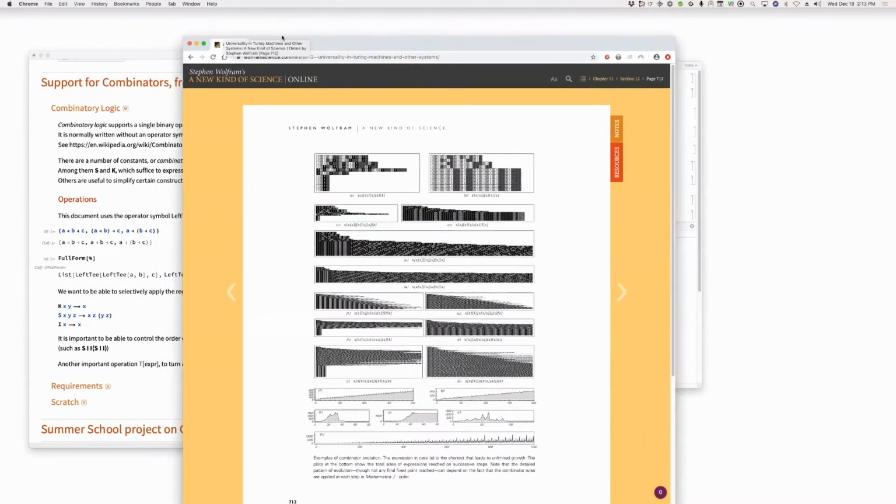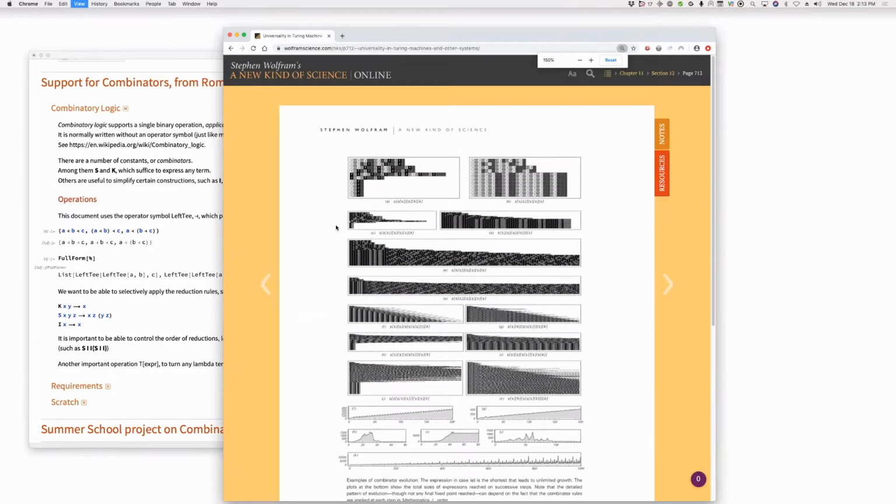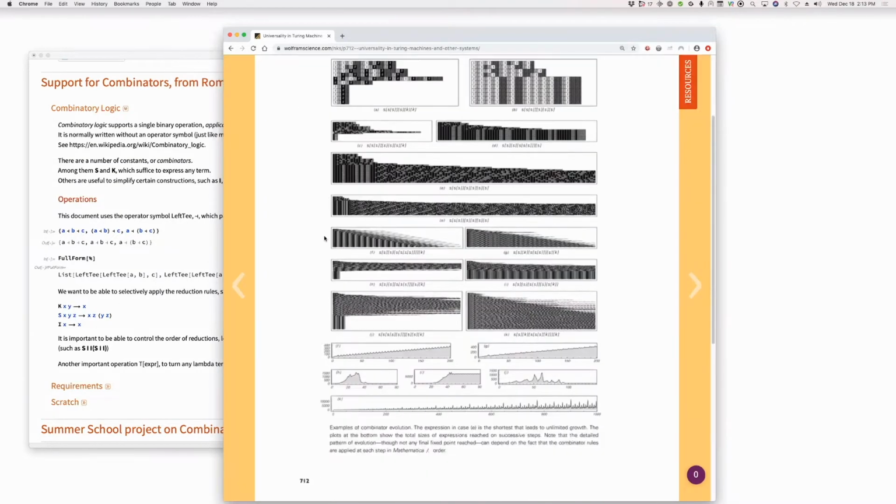Here's a picture. These are combinator expressions being evaluated. So which order do you use here? Or doesn't it matter in these cases? No, applied in Mathematica's default order. And that means, is it defined? Yes, it's defined.